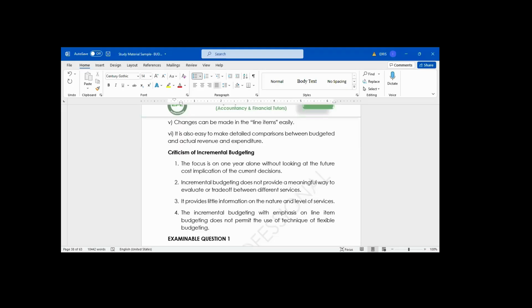These are all disadvantages of incremental budget. I've explained them in more detail last week. I stopped here last week.